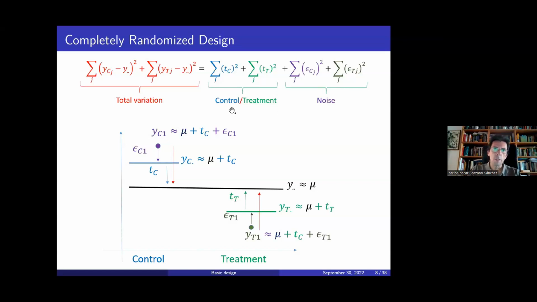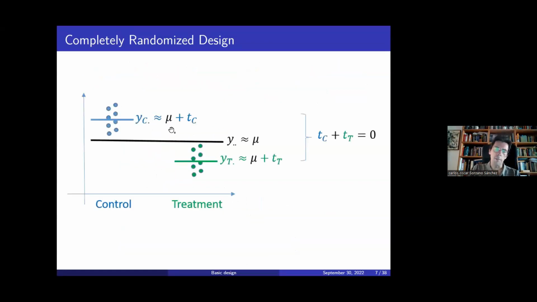You don't have to show that this is true. You can believe me that this is true. But what is important is that in all this variation that we see, a part of it is because people are different, and that is the noise. And a part of it is because you are in different groups. And that is what we want to show, that the difference between groups is larger than the difference between people.